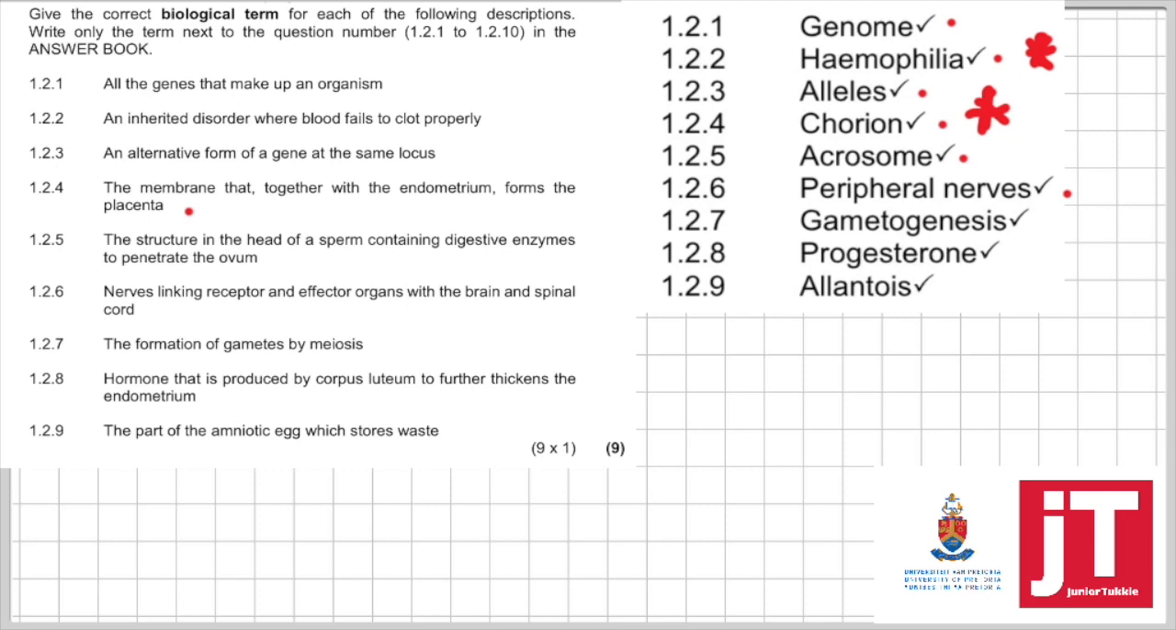1.7. The formation of gametes by meiosis, gametogenesis. 1.8. The hormone that is produced by the corpus luteum to further thicken the endometrium, that we know, progesterone. And 1.9. The part of the amniotic egg which stores waste, allantois.